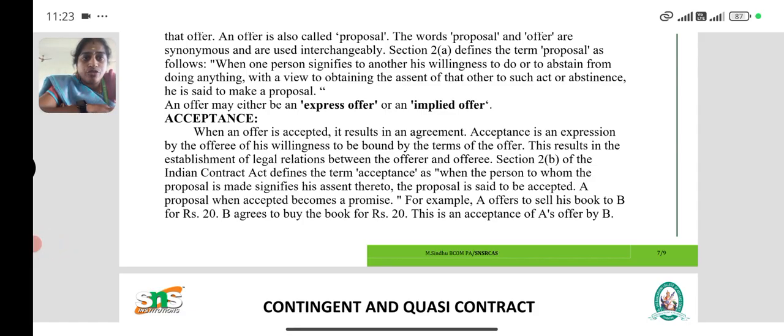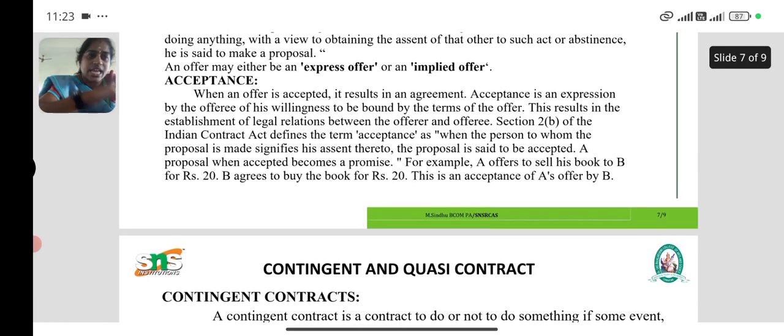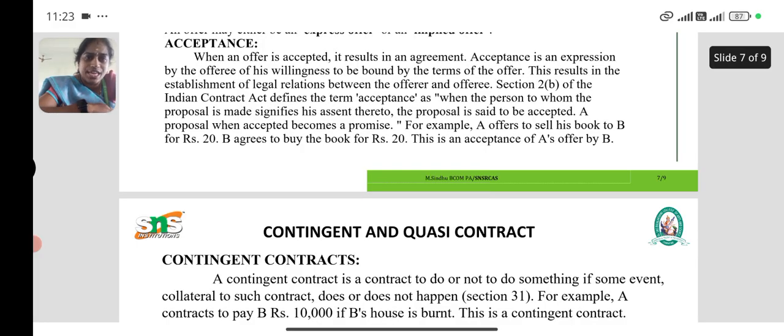Acceptance. When an offer is accepted, it results in an agreement. Acceptance is an expression by the offeree of his willingness to be bound by the terms of the offer. This results in the establishment of a legal relationship between the offerer and offeree. Section 2(b) of the Indian Contract Act defines acceptance as: when a person to whom the proposal is made signifies his assent thereto, the proposal is said to be accepted. A proposal, when accepted, becomes a promise. For example, A offered to sell his book to B for rupees 20. Then B agrees to buy the book for rupees 20. This is an acceptance of A's offer by B.